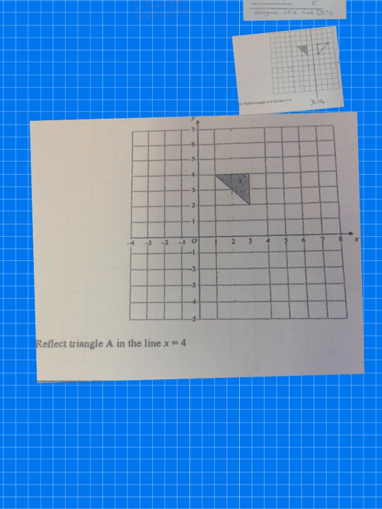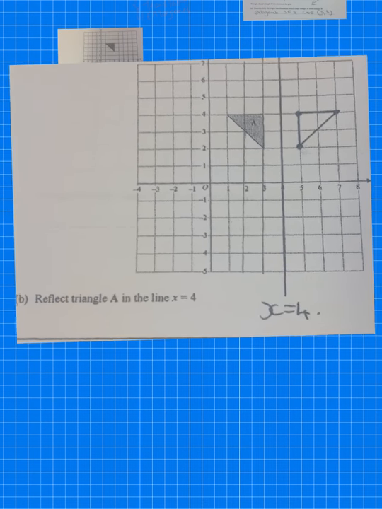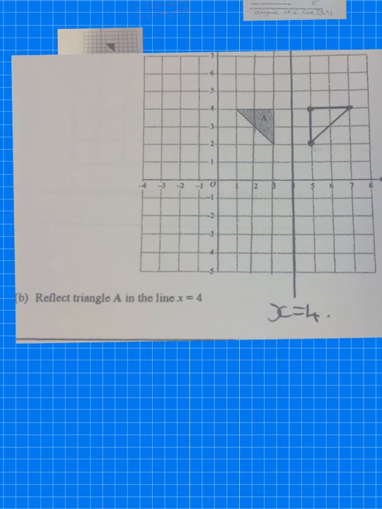Next page is reflecting triangle A in the line x equals 4. So that's the question and here's the answer. Fairly straightforward. There's the triangle. Make sure we draw on the line x equals 4. Remember, x lines go up and down, y lines go across. Count to the line and here it's over here.